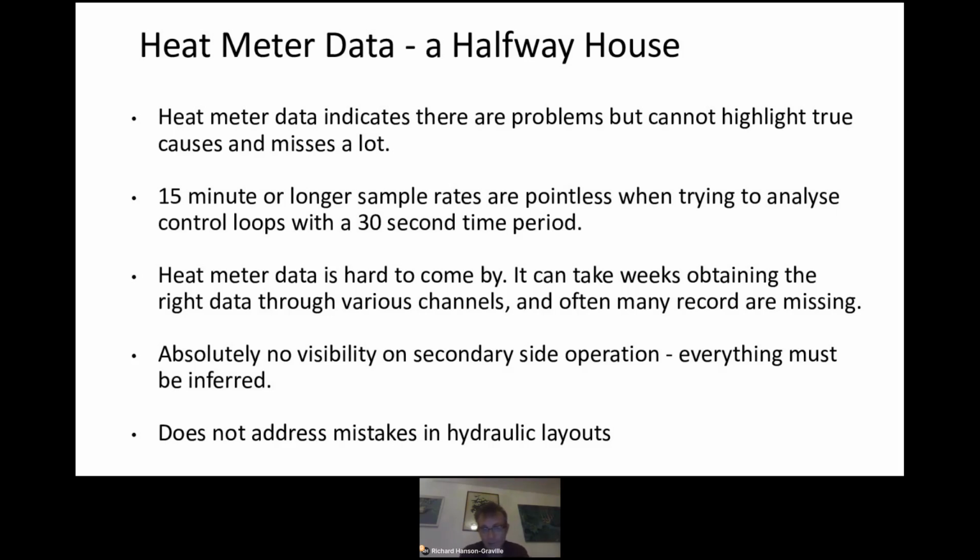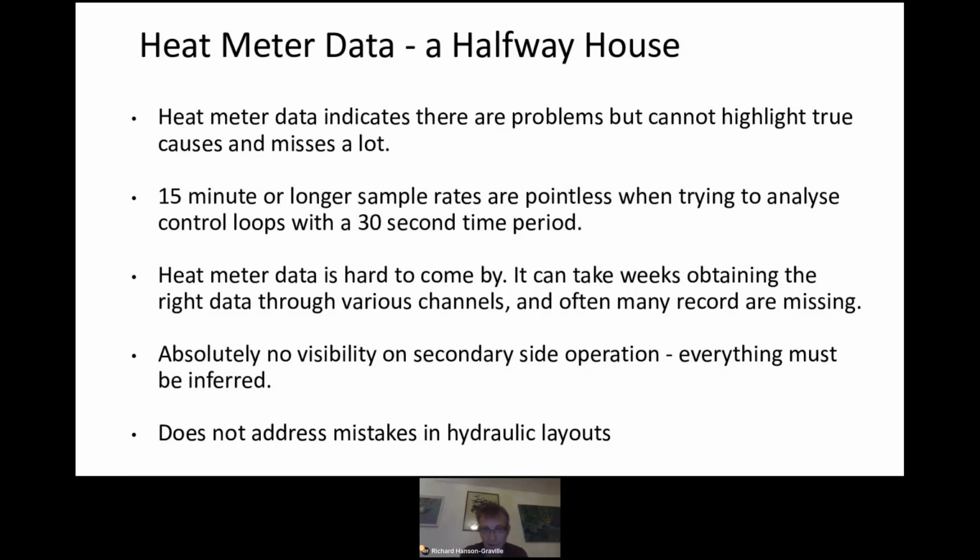A lot of heat networks have control loops, so you're controlling pumps to differential pressures, you're sequencing boilers, you're timing them on buffer storage. You're talking control loops here with 30-second time periods. A typical BMS system reports values every 15 minutes, and you're lucky to be able to see graphs going back historically. It's completely incompatible with trying to spot the problems. So in a heat meter, the same. Heat meter data is also hard to come by.